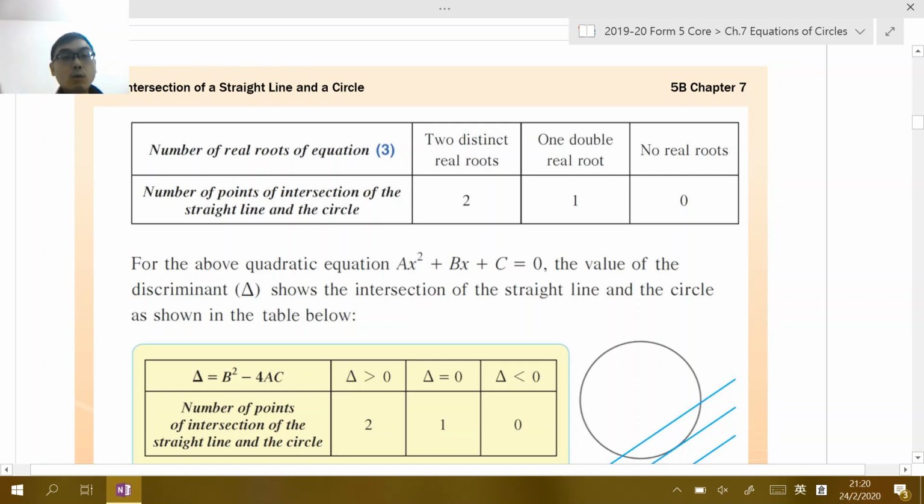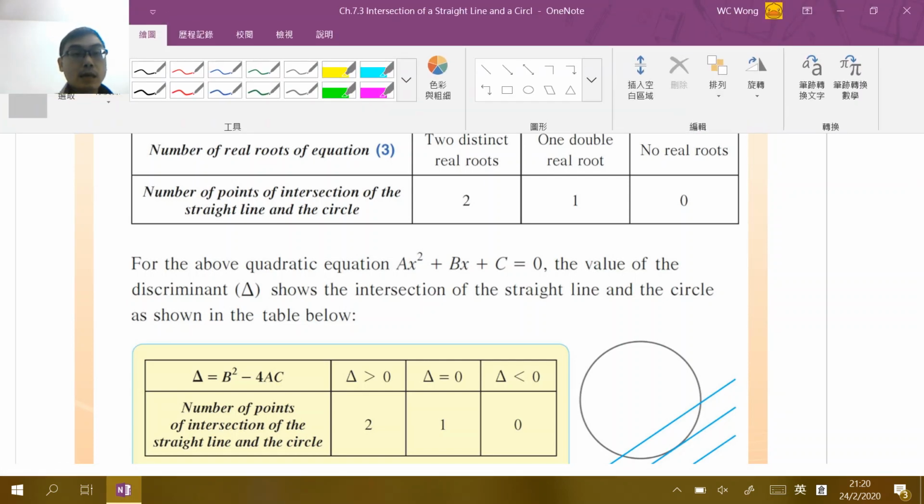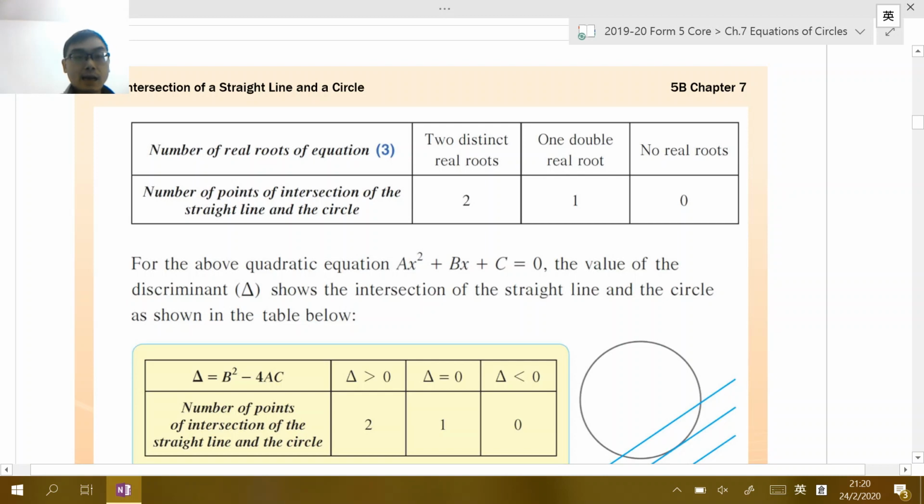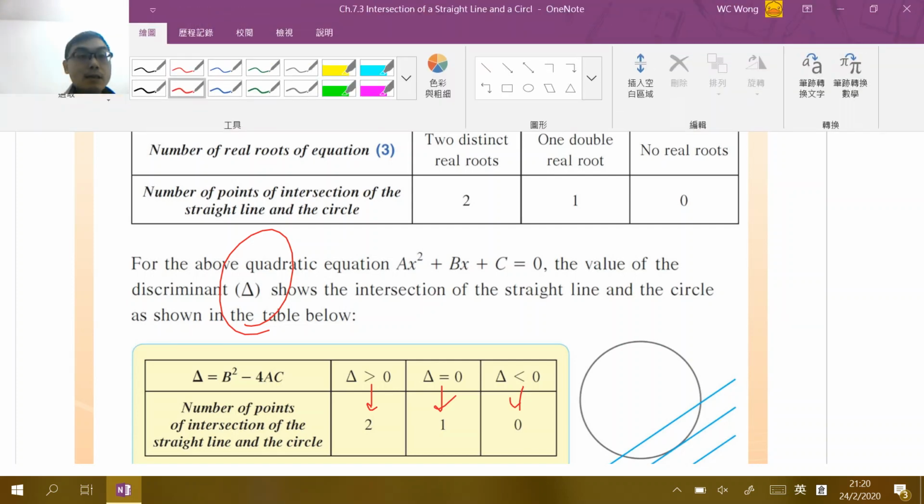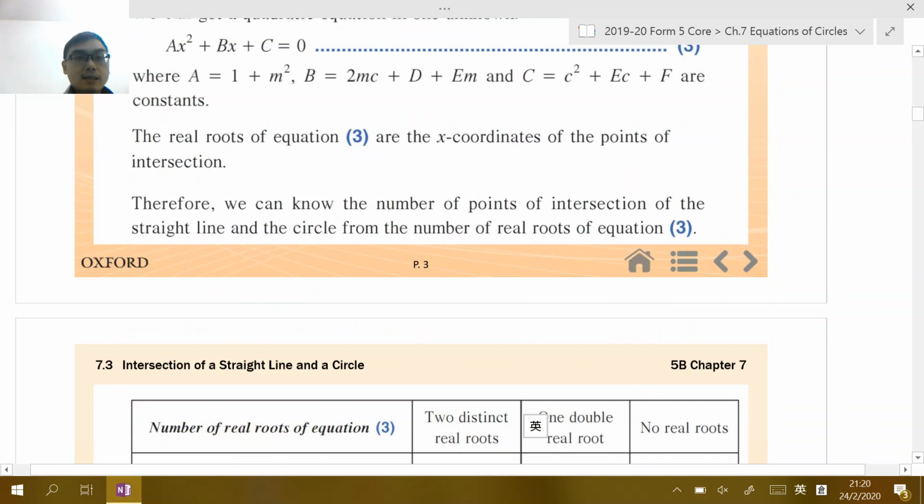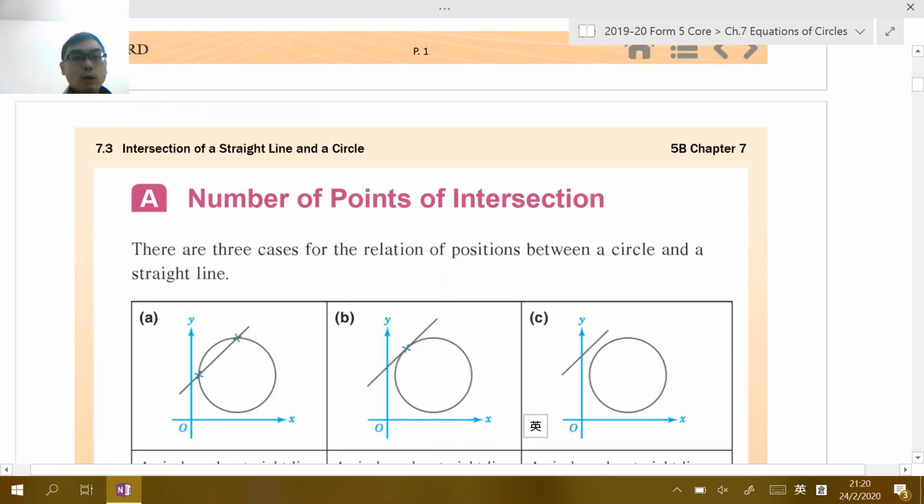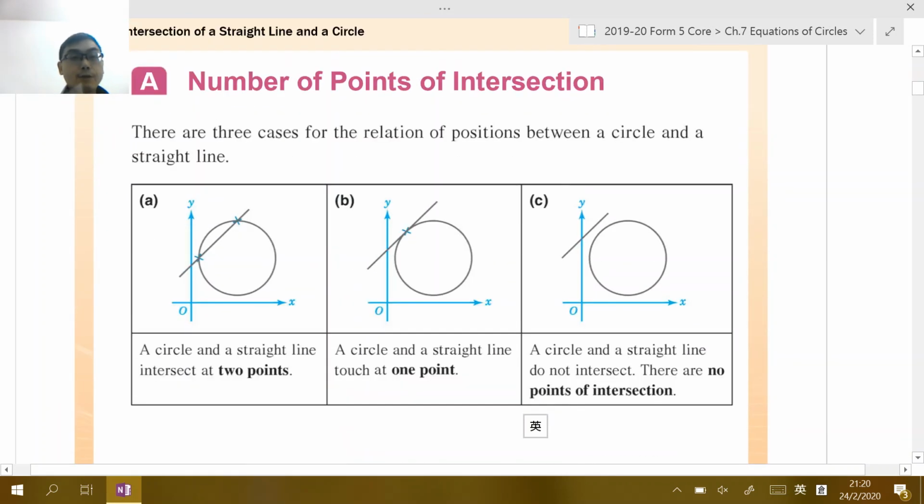That equation will become quadratic, so you can use the discriminant that you learned before. Please remember that we use the discriminant again to check how many solutions there are. Just like before, greater than 0 you have 2, equal to 0 you have 1, and less than 0 you have no real solution. But do remember, when we go back to the cases we are talking about, the intersection between a circle and a line.